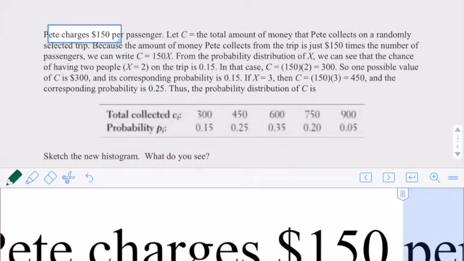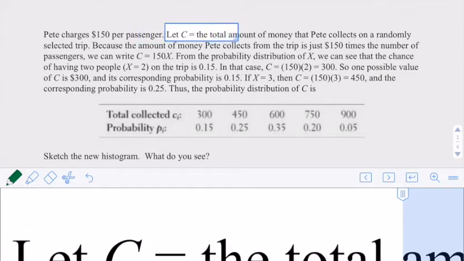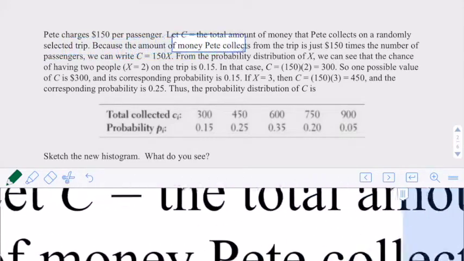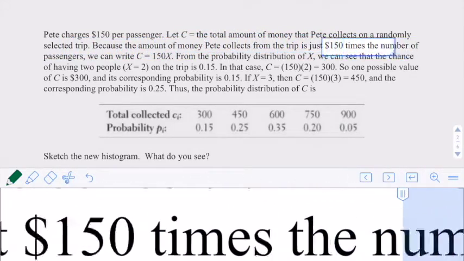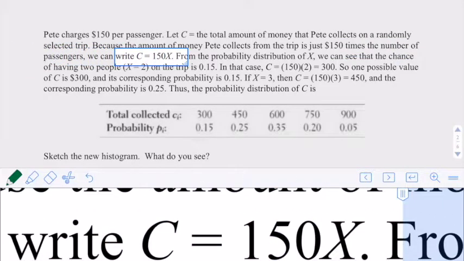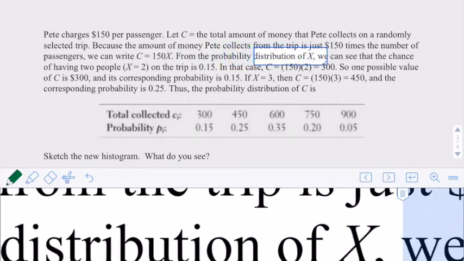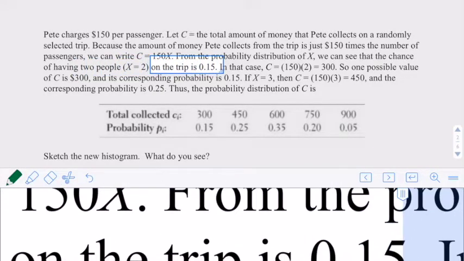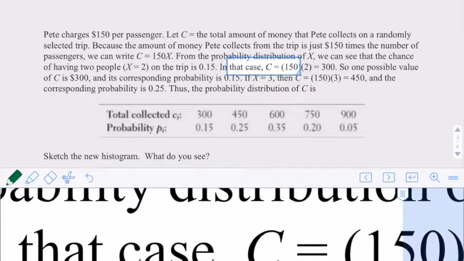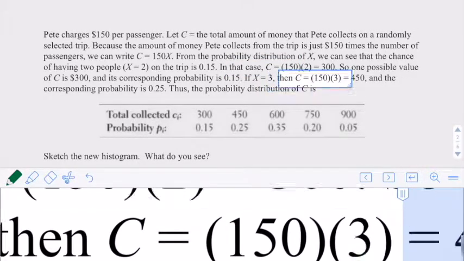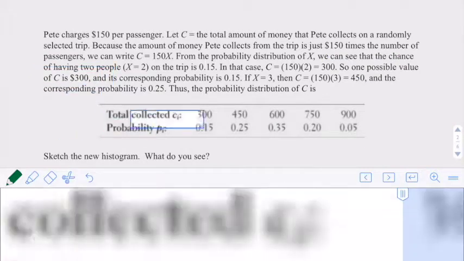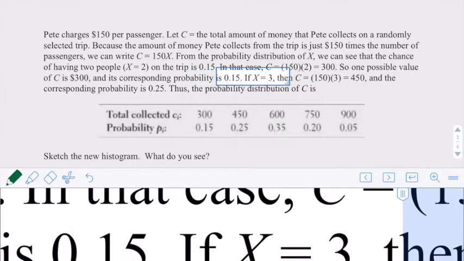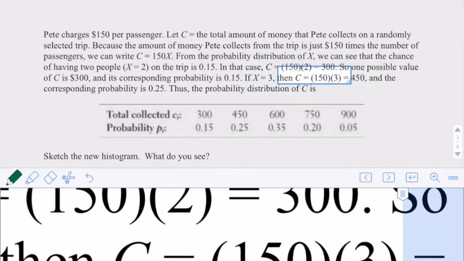Pete charges $150 per passenger. Let's see the total amount of money that Pete collects on a randomly selected trip. Because the amount of money Pete collects from the trip is just 150 times the number of passengers, we can write C equals 150x. From the probability distribution of x, we can see that the chance of having 2 people, x equals 2, on the trip is 0.15. In that case, C equals 150 times 2, which is 300. So one possible value of C is 300, and its corresponding probability is 0.15. There you go. If x equals 3, then C equals 150 times 3.